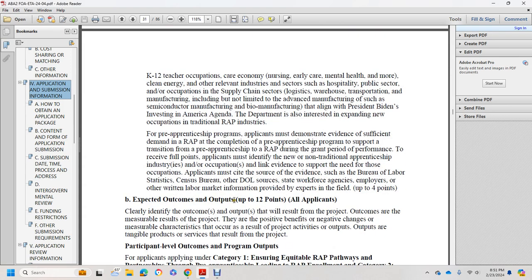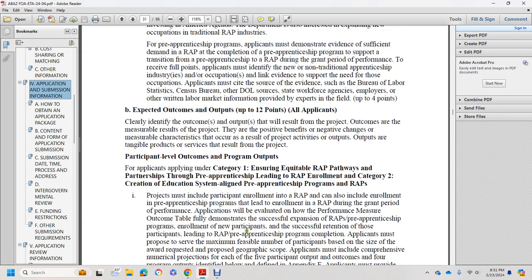3. Expected outcomes and outputs, up to 12 points. All applicants must clearly identify the outcomes and outputs that will result from the project. Outcomes are measurable results of the project, the positive benefits or change, with measurable characteristics resulting from the project. Outputs are the tangible products or services resulting from project activities.